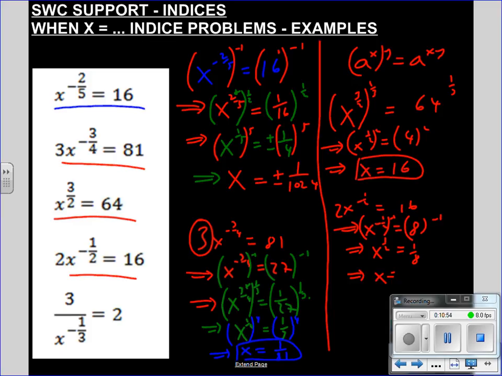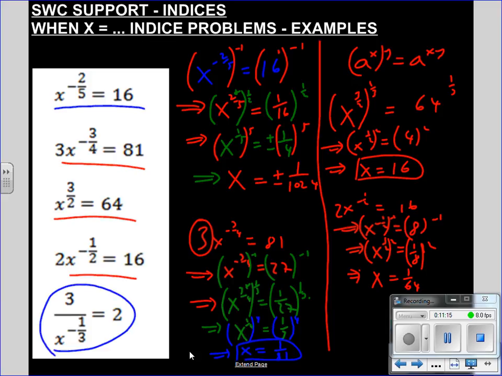And now x then must equal plus or minus... Oh, sorry, that's x to the minus a half still, isn't it? So I need to now square everything. So x equals 1 over 64. Done. Cool. And then the last one is this one.